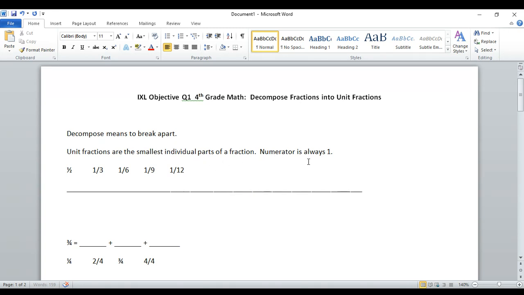The numerator is always 1. Remember, the numerator is the top number. So here's some examples of unit fractions. 1/2 is a unit fraction. 1/3 is also a unit fraction. 1/6 is a unit fraction. 1/9 is a unit fraction. And 1/12 is a unit fraction. Any fraction that has 1 as its numerator could be considered a unit fraction.